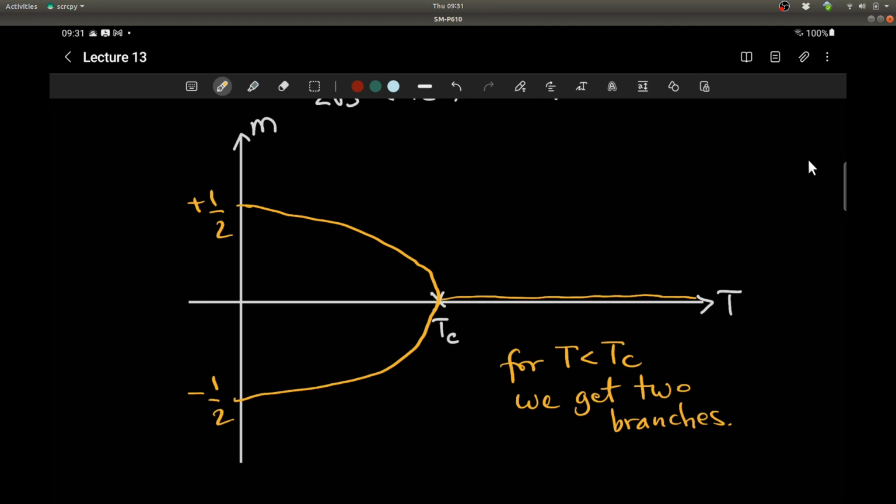Yeah, there is a degeneracy, but if one of them aligns, everything has to align. So they are predominantly up or predominantly down. It's not that both will occur simultaneously. One of them will be picked.